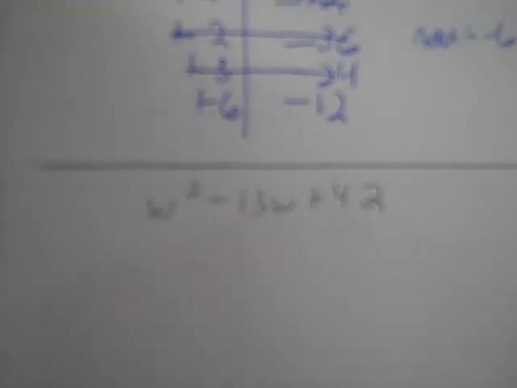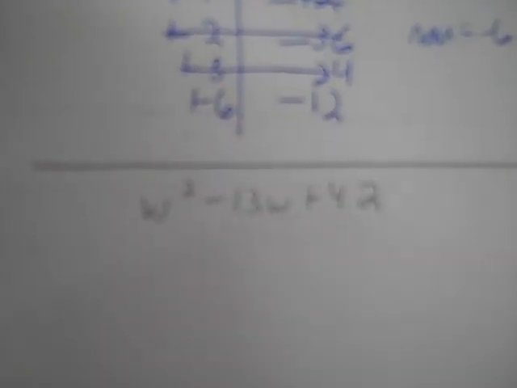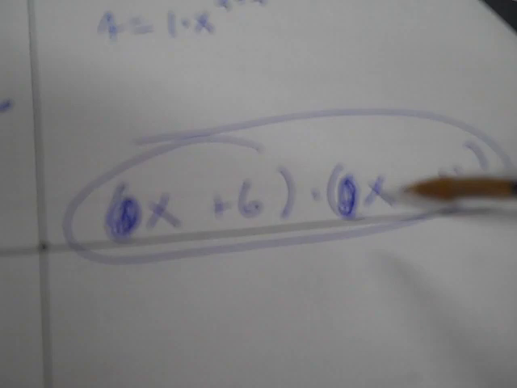Okay, w to the second minus 13w, because it has to look like a problem I would write to start with before you multiply. W squared minus 13w plus 42. GCF's 1 again. So if it's 1, we're not doing it, okay? A, B, C. You multiply your A times your C. 1 times 42 is 42.